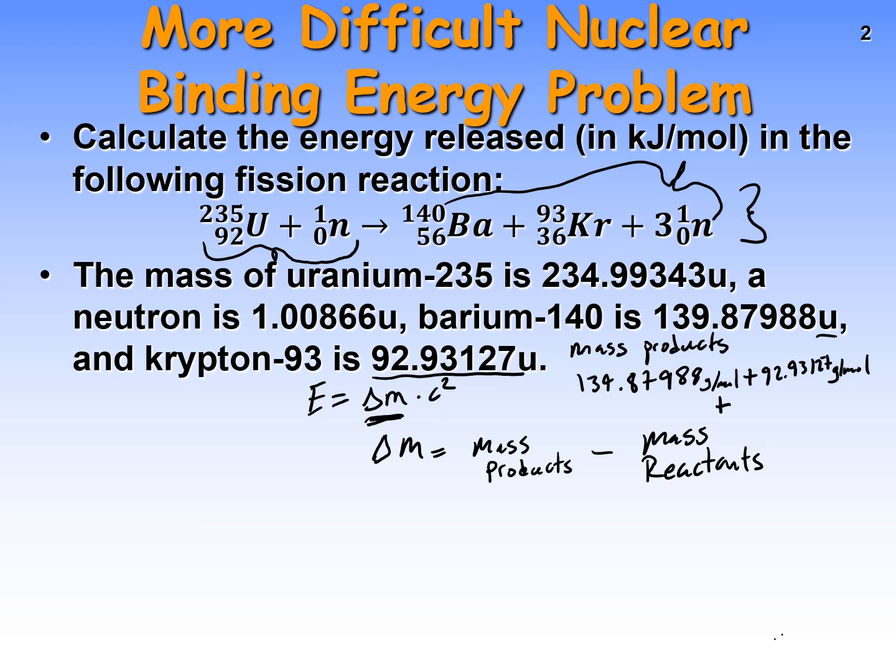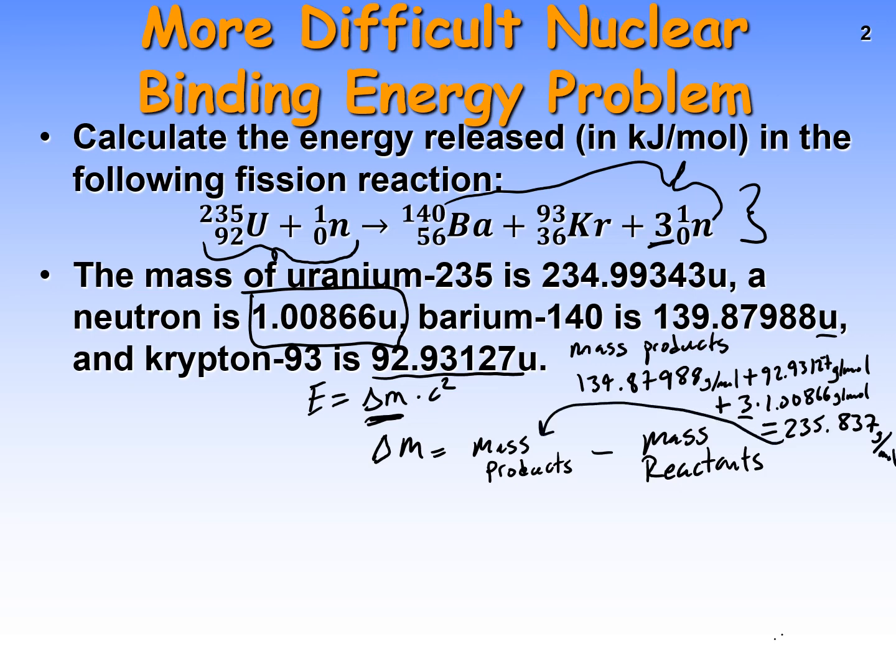And lastly, I need to add in my 3 neutrons that I made, right? So we know that a neutron is equal to, right here, 3 times 1.00866 grams per mole. Now I multiplied by 3 because we have 3 of them. So if I add all this up, that gets me the mass of my products. So let's calculate that. What we get is 235.837 grams per mole. So I got my product number.